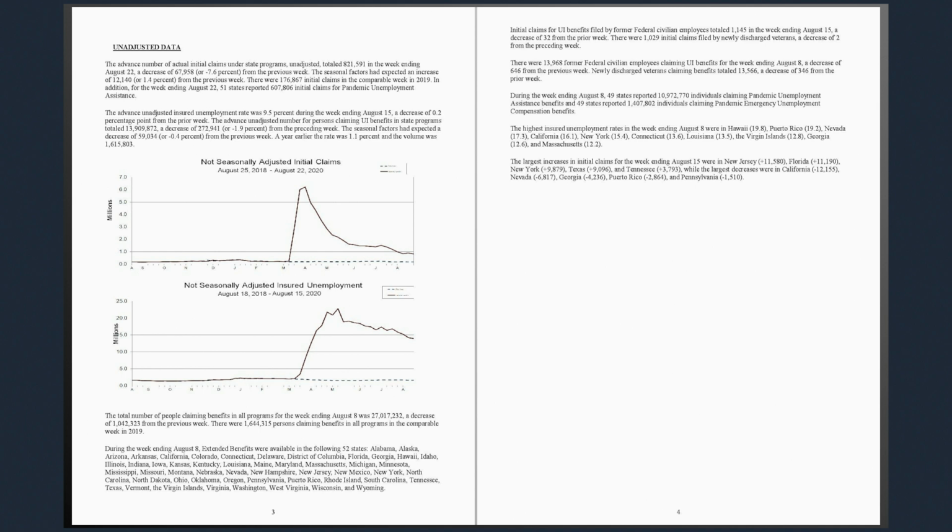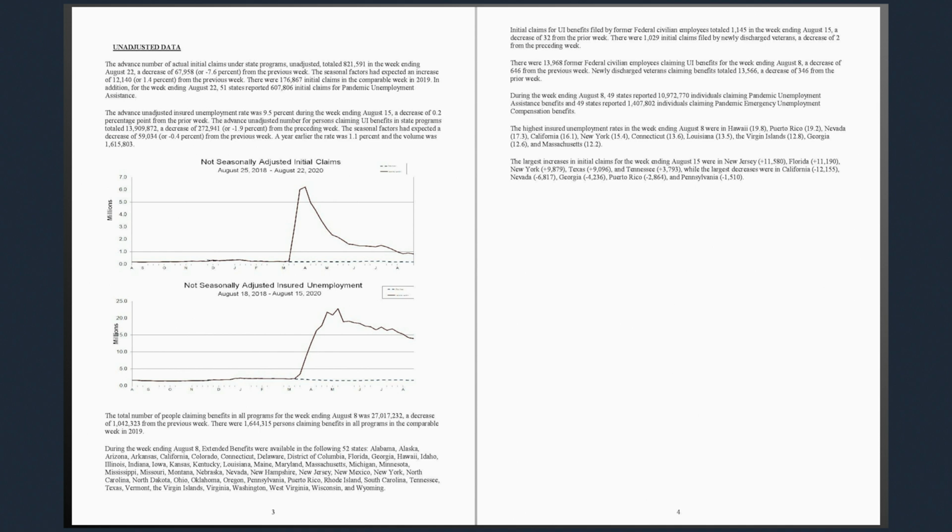In addition, for the week ending August 22, 51 states reported 607,806 initial claims for pandemic unemployment assistance. The advance unadjusted insured unemployment rate was 9.5% during the week ending August 15, a decrease of 0.2 percentage point from the prior week. The advance unadjusted number for persons claiming UI benefits in state programs totaled 13,909,872, a decrease of 272,941, or minus 1.9%, from the preceding week.